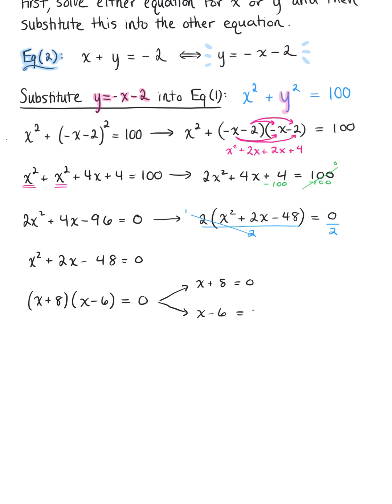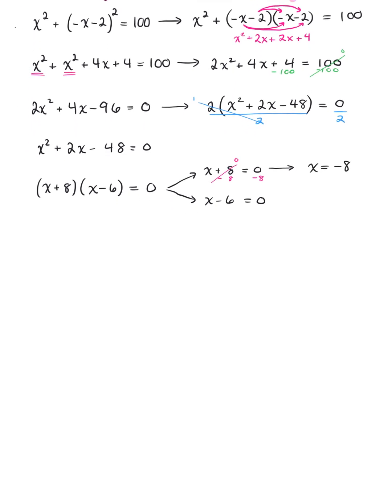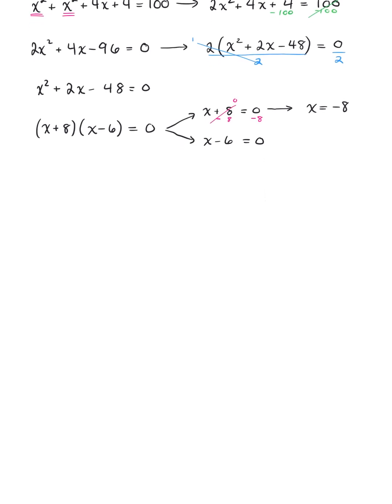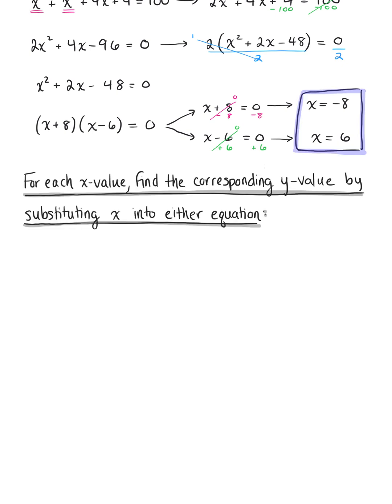So looking at case number 1, if we subtract 8 from both sides, we are left with the first x value of x equals negative 8. And in case number 2, if we add 6 to both sides of the equation, we're left with the second x value, x equals 6. So now that we have these x values, for each x value, we can find the corresponding y by substituting it into either equation. So I'm going to use the equation of the line, but feel free to use the equation of the circle as well.